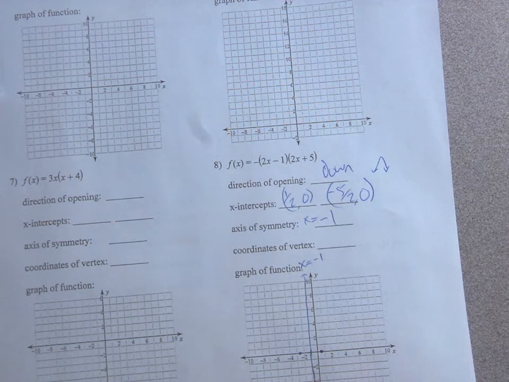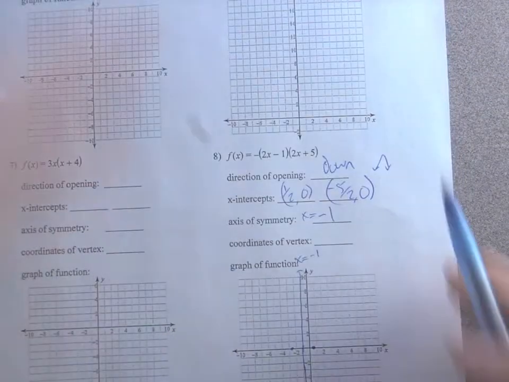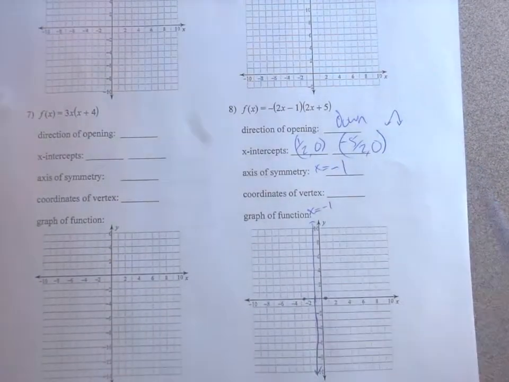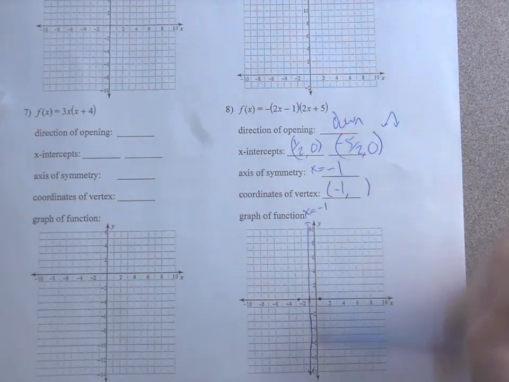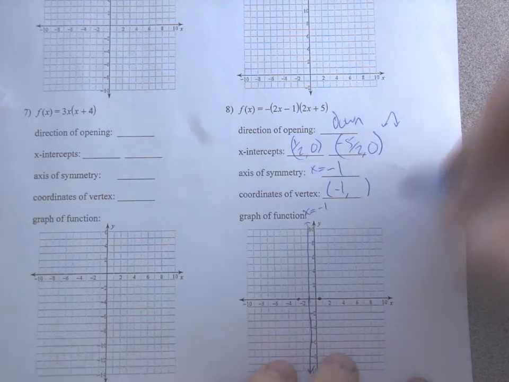All right, coordinates of the vertex. We don't know where the vertex is going to land. So we have to plug it in. We know at least part of it, right? We know it has to land on this line. So we know the x coordinate. Now we just plug it in.